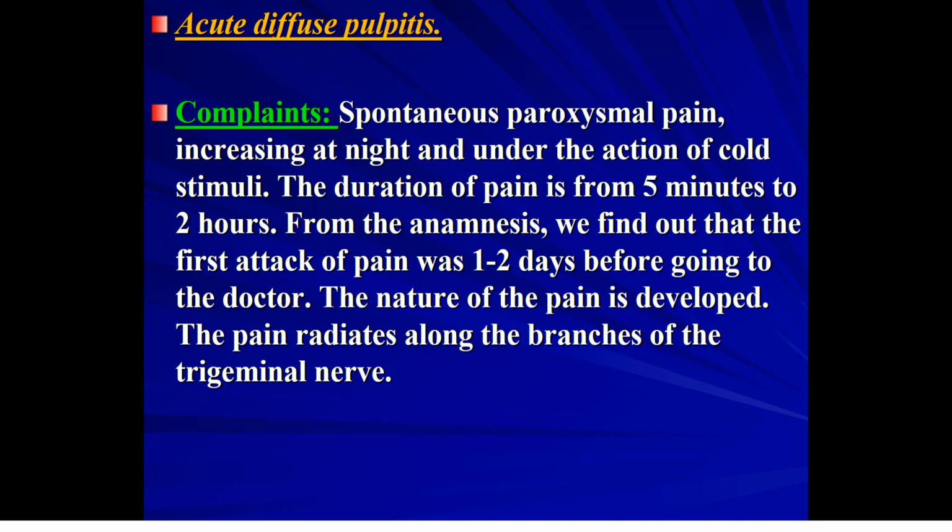And another form of acute pulpitis is acute diffuse pulpitis. The patient has a complaint of spontaneous paroxysmal pain increasing at night and under the action of cold stimuli. The duration of pain is from 5 minutes to 2 hours. From the anamnesis, we find out that the first attack of pain was 1 to 2 days before going to the doctor. The pain radiates along the branches of the trigeminal nerve.